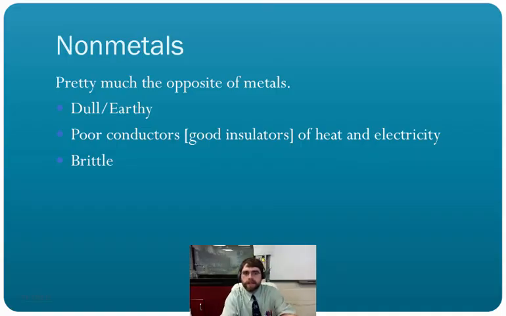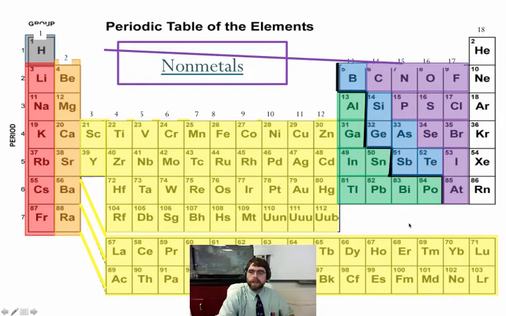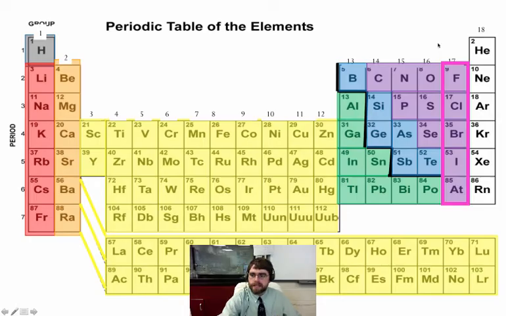Metals tend to give away their electrons, non-metals tend to gain electrons. Because of that, non-metals tend to form negative ions. Because they're gaining extra electrons, and electrons have a negative charge, if you get extra electrons, you end up with a negative charge.